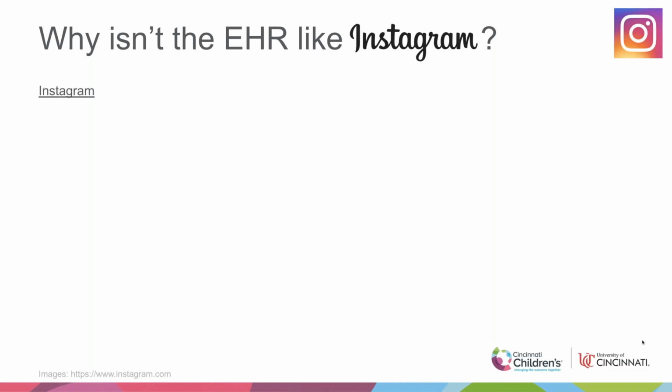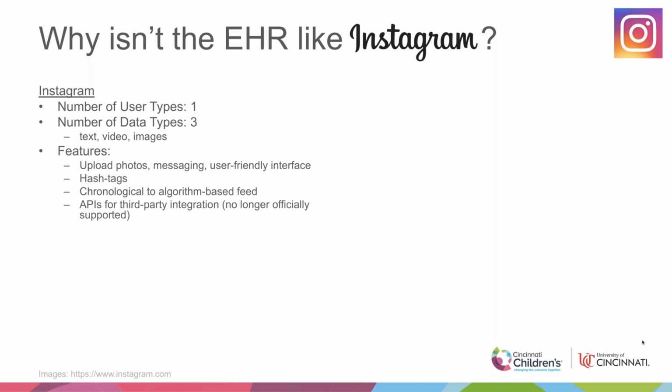Luckily, I have a comparison for you. So here on Instagram, there's really only one type of user, and that's fine. So you have your own account, you can do everything you want to do with it. You have a couple of different types of data. You can have text data, you can have video, you can have images. You're in control of all of your own data here. You have a lot of features. You can upload a photo, you can message someone, you have a nice, clean, user-friendly interface. You can add hashtags so that it's easier to search things in the future. And you have both a chronological or an algorithmic-based feed, depending on what Instagram's doing today, so that you can kind of see what's happened with you and your friends, etc.